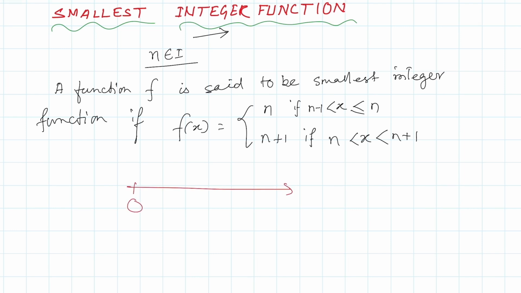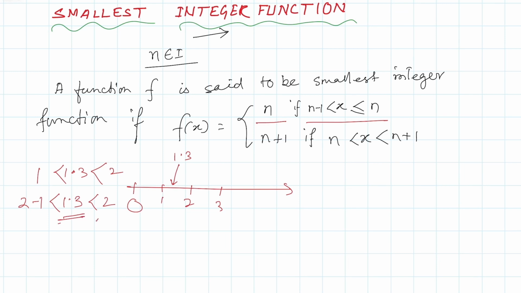Suppose we have a real number line; this is 0, here it is 1, 2, 3. Suppose we have a number between 1 and 2, suppose 1.3. Now 1.3 is greater than 1 and less than 2. That means you can say that 1.3 is greater than 2 minus 1 and less than 2. Then according to the definition, it must be equal to 2. According to this definition here, you see, it must be equal to 2.